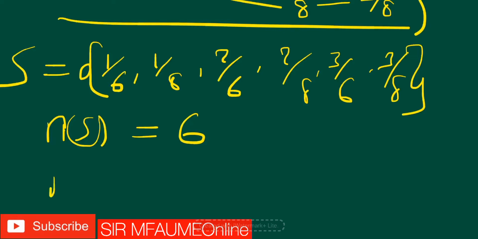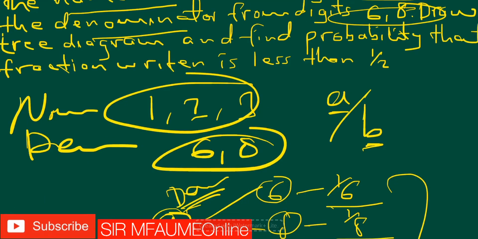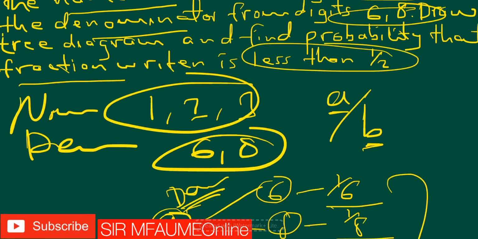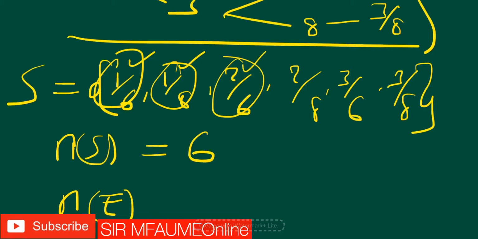But how about the number of event? I'm supposed to refer to the question. Let us check our question. What is the event? Our event here is to find the probability that the fraction written is less than a half. So our event is a fraction which is less than a half. From the set of sample space, you have to check which fraction is less than a half. Okay, let us start from this one. Is it less than a half? Yes. This 1 over 8, is it less than a half? Yes. How about 2 over 6? Yes, less than a half. How about this one? Yes, it is less than a half.